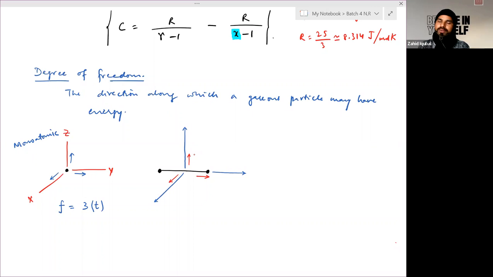Next, whether it can rotate or not. So you'll say, this is diatomic. It can rotate along this axis. It can rotate along this axis as well, but there will be no rotation possible along its own axis. So there will be rotation along this axis and also along this axis. So just count how many different ways along which this diatomic particle has energy contained in it.